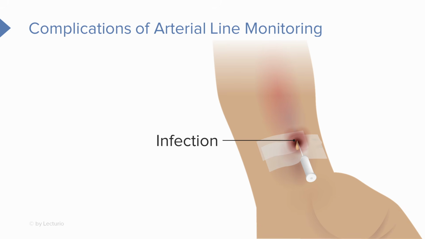The next complication is infection. This is more rare than a central line infection, but it is a complication. We want to make sure that the dressing is clean and dry or change it when it becomes saturated. Make sure that this area is as sterile as possible.